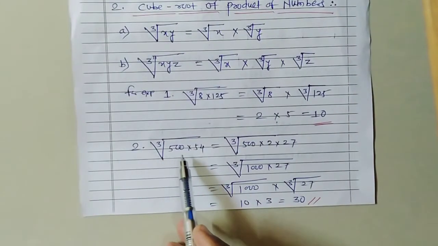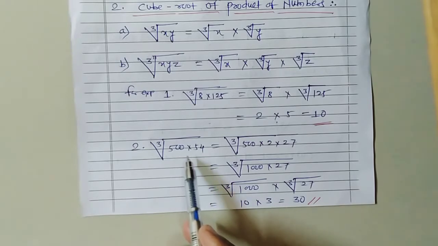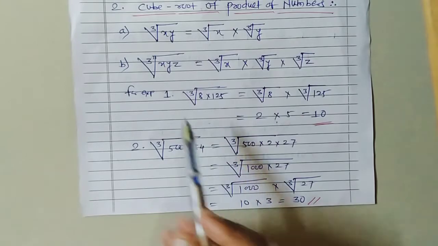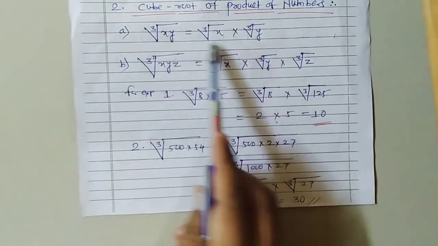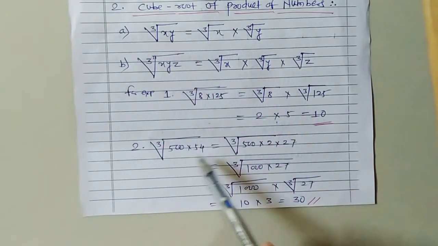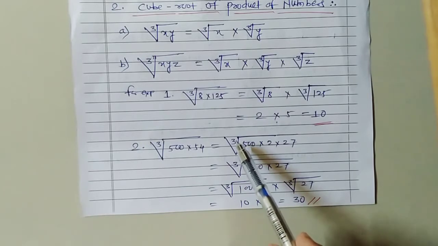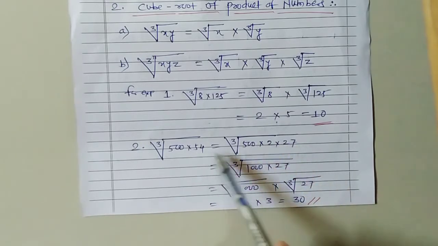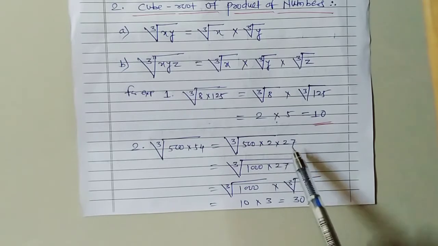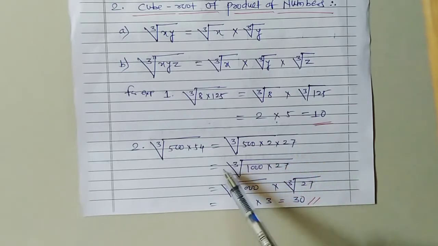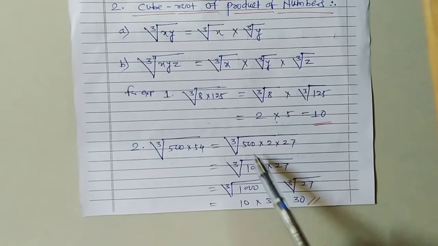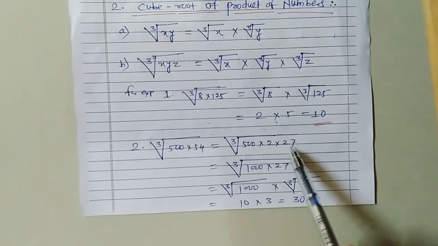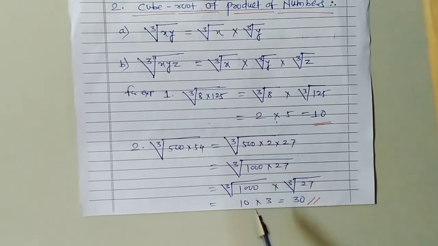Cube root of 500 multiplied by 54, which is equal to, according to this rule, we can write separately cube root of 500 multiplied by 54, which means 2 multiplied by 27. So this is equal to cube root of 500 multiplied by 2, 1000, multiplied by 27.